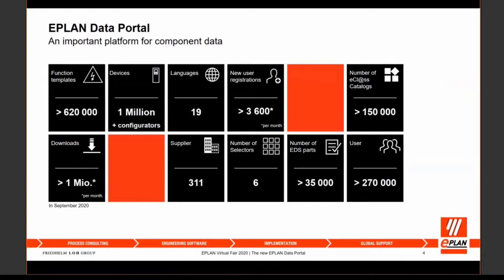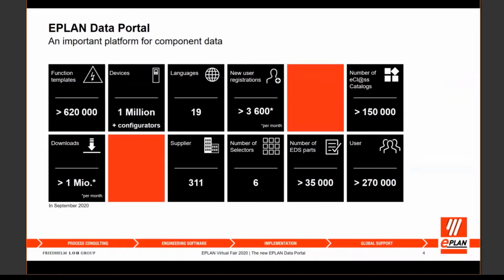At the moment, we have around 3,600 new registrations per month. So in future, more and more engineers can use the parts data while creating their schematics. The users who are active in the data portal, they download more than 1 million parts per month, which also shows that the portal is highly used by engineers who work with ePlan. In the data portal, more than 300 manufacturers offer their parts data at the moment, and this number is also growing continuously.